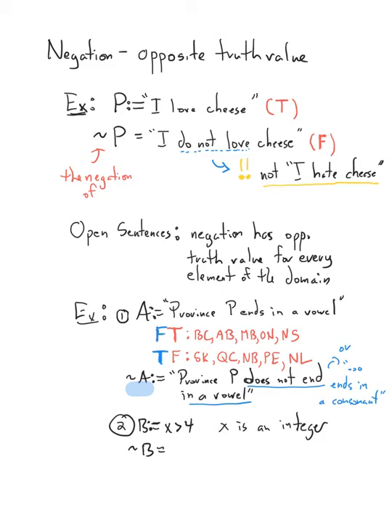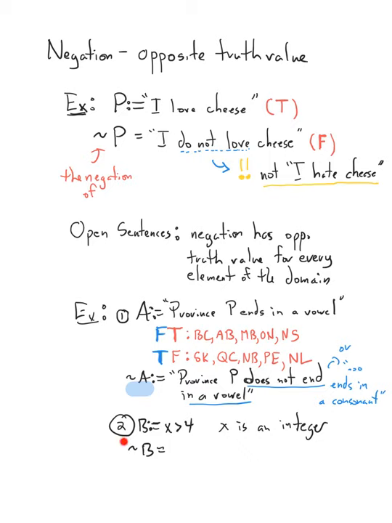So the statement "province P does not end in a vowel" is true for these and false for these. And you could reword this. In the English language, there are lots of different ways of saying things so that the statements or open sentences would have the same truth values. Instead of saying "does not end in a vowel," I could say "ends in a consonant." That makes sense because there are only 2 types of letters, vowels and consonants. If it doesn't end in a vowel, then it must end in a consonant. There's no other choice. So I could reword the negation by saying province P ends in a consonant. Note there are lots of different ways of wording these things that are logically equivalent.